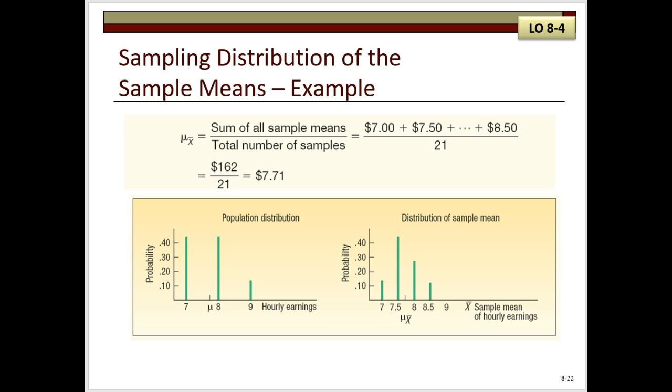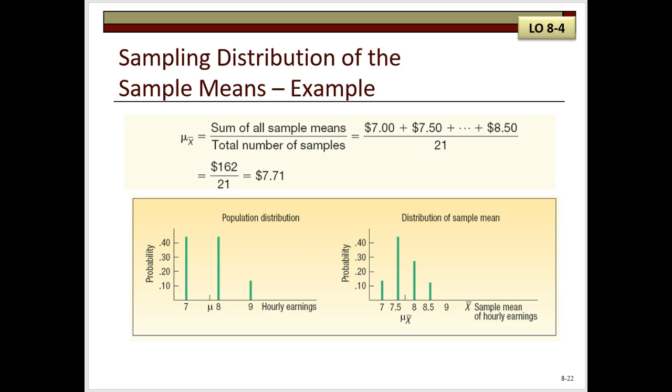In a previous slide, we computed the average of all 7 observations which represented the population. The average was $7.71. On the top portion of the slide, we compute the average of the 21 sample means we listed earlier. The average of the sample averages is exactly equal to the average of the population. Okay, this will always be the case. That is, the mean of the sample means, denoted as mu sub x bar for a given sample size, will always be equal to the mean of the population mu.